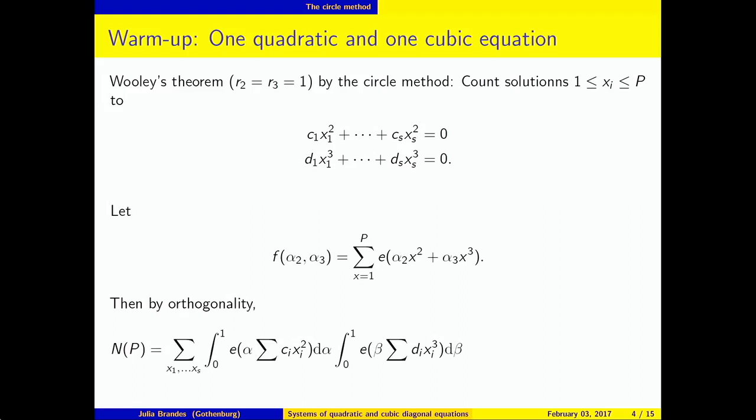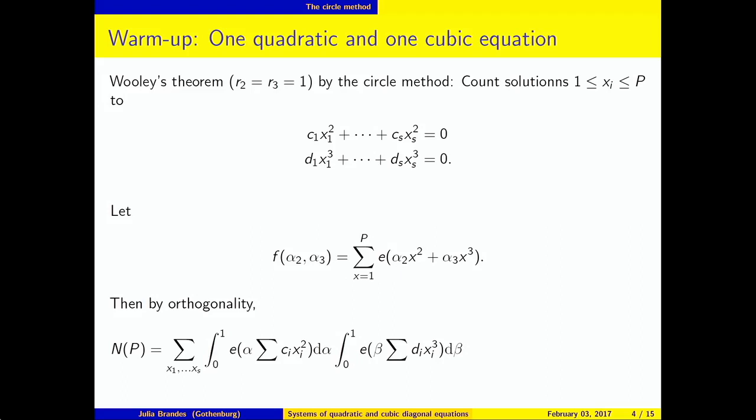Well, let me define this kind of exponential sum. We have e of something stands for e to the 2i pi times something. So we have an exponential sum with a quadratic and a cubic equation. Then what is our number of solutions? Well, we've got the indicator function here on the quadratic equation. We've got the indicator function here on the cubic equation. If we multiply those two together, we get the indicator function on the whole system. And then we sum over all x's in our box. That gives us our number of solutions.